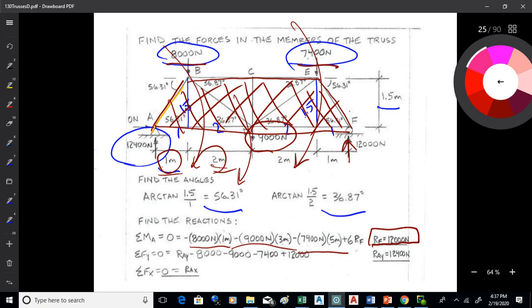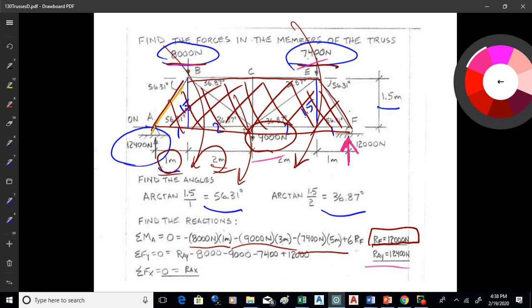All right, so that gets me this one here, and then I can go sum of Fy and set that equal to 0. I've got RAY up, and 8,000, 9,000, 7,400 down, so RAY is 12,400 newtons. And then I've got no forces in the X, so RAX at that pin joint is 0. I'm assuming F is a roller there, so no X reaction there.